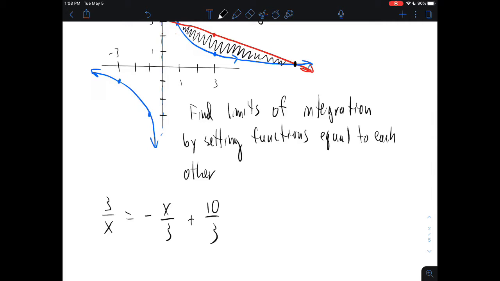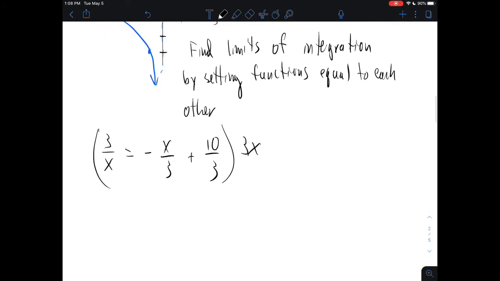So an easy way that you can try to get started with this is multiply both sides by the least common denominator. In this case, that would be 3 times x. So I'm going to multiply everything by 3x. So 3 over x, when multiplied by 3x, would just leave you with 9. Negative x over 3, when multiplied by 3x, would give you negative x squared. And then 10 over 3, when multiplied by 3x, would leave you with 10x. So all I did was just distribute to each of those terms.